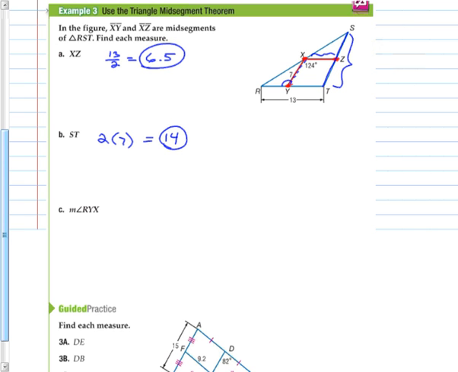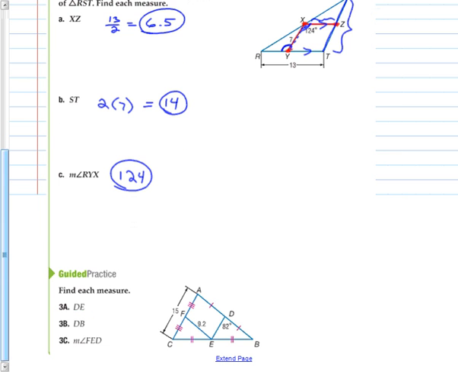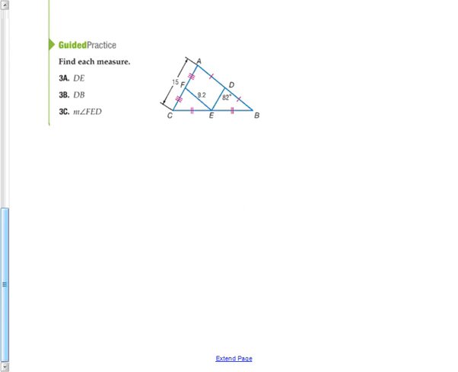Measure of angle RYX. RYX, this angle right up here. How do you know it's 124? Yeah, we know that these lines must be parallel, and so 124 and this one over here are alternate interior angles, must be congruent. Man, this geometry stuff is easy.